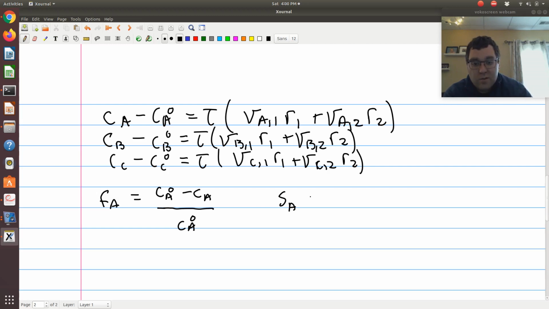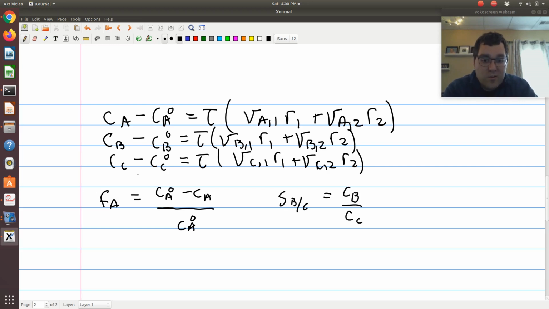Now selectivity. If B is my desired product and C is my undesired product, when I talk about selectivity, it's just how much of my desired product is coming out relative to my undesired product, right? And so that would just be Cb over Cc.